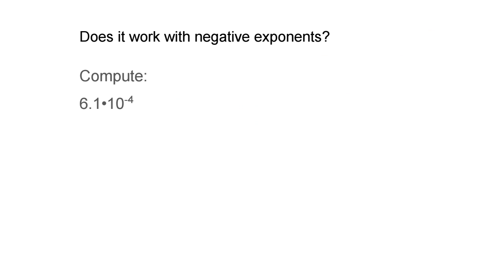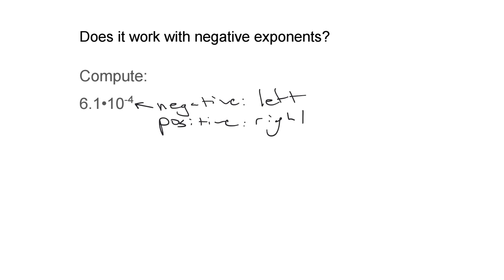So here we have a number times 10 to the power of an exponent. Let's try this just with moving the decimal point. If it's a negative in that exponent, we're going to move to the left. So negative means go left, positive, we're going to move right.